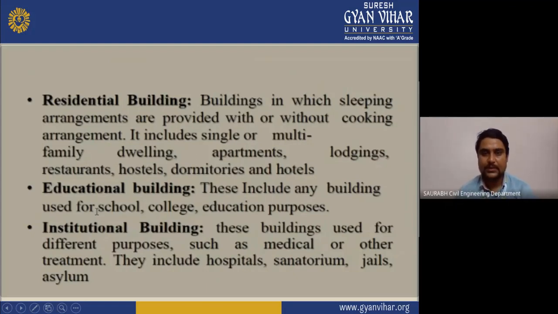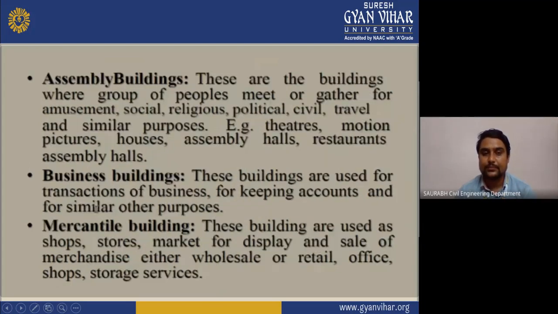First one is the residential building. This is a building in which sleeping arrangements are provided with or without cooking arrangement. It includes single or multi-family dwelling apartments, lodging, restaurants, hotels, and dormitories. Here is also educational building. These include any building used for school, college, educational purpose. Institutional building, these buildings are used for different purposes, such as medical and other treatment. They include hospital, sanatorium, jails, and asylum.